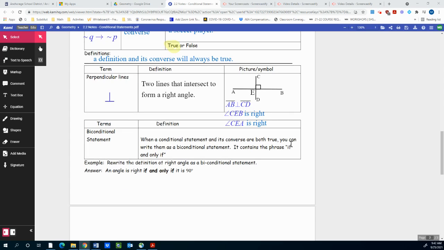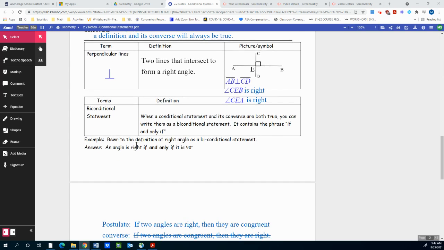All right, and the last part on your notes is something that we don't really use, but it is kind of part of this book, or this section, called a biconditional statement. And that is something you can apply to definitions. So remember, the mark of a definition is that its frontward statement and its converse will always be true. And when that happens, we can write a biconditional statement. So it says, when a conditional statement and its converse are both true, we can write something in biconditional form.